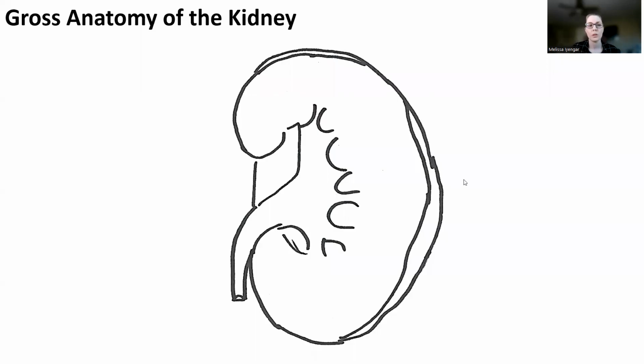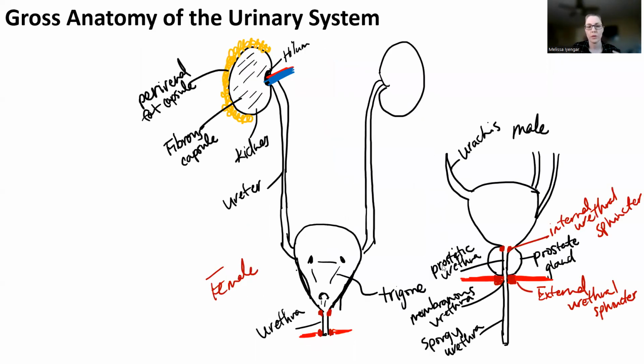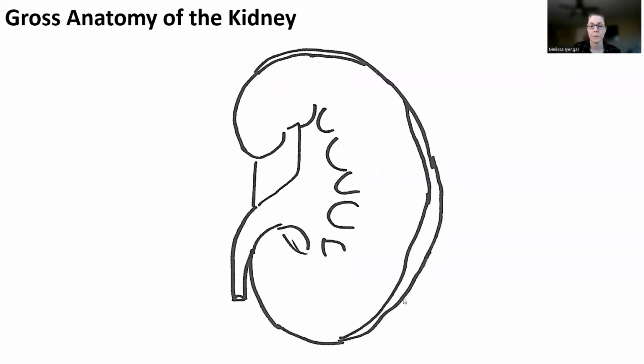Okay, so we looked at the basic overview of the system. I forgot to say things like, kidneys are from T12 to L2, but you guys should know all that from lecture so far. So let's look at cutting the kidney in a frontal section.